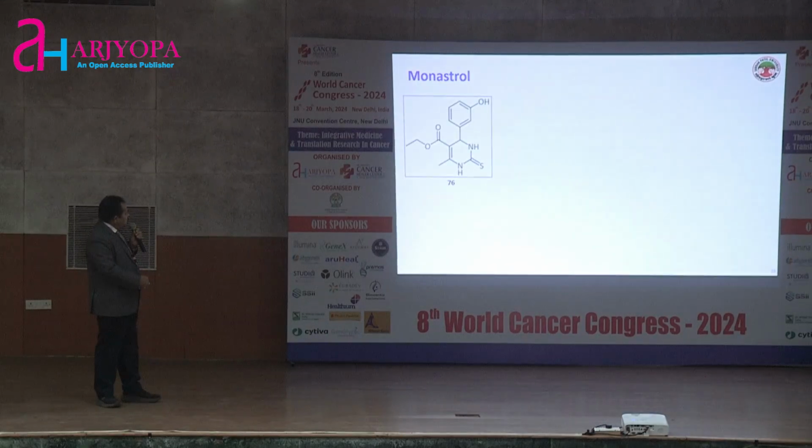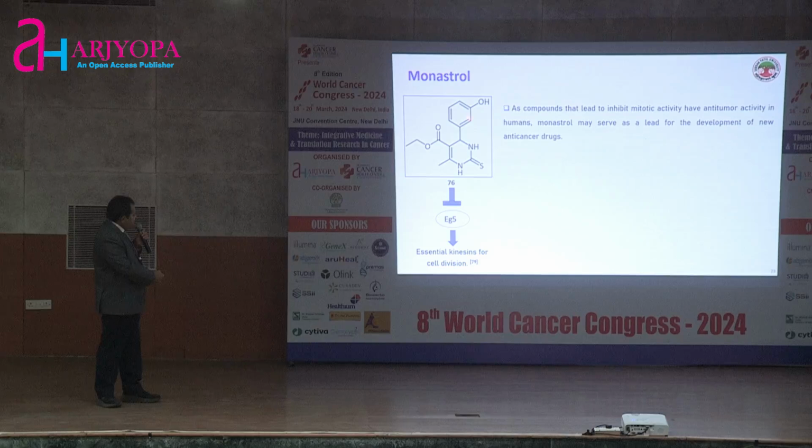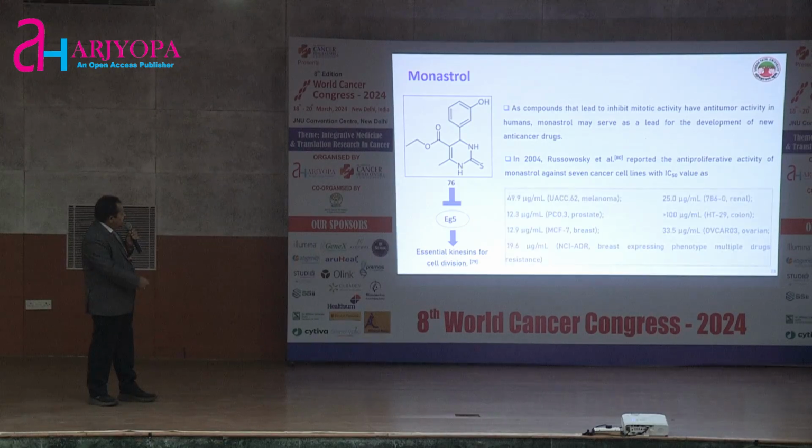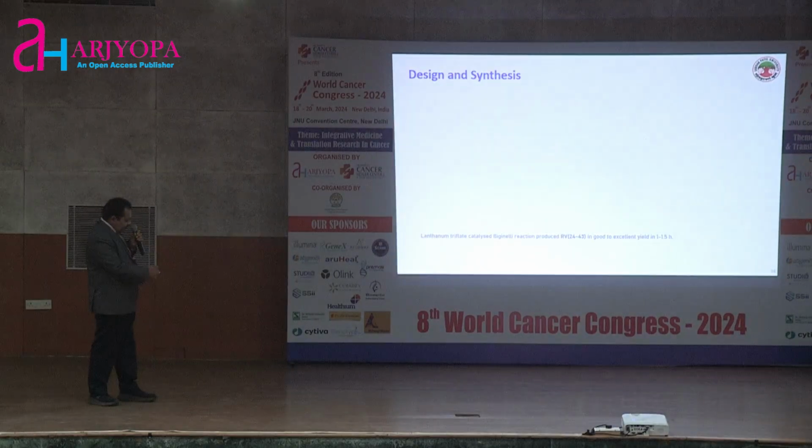So here, monastrol analog, according to the literature survey, has the OH group present on the third position. We simply modified this to check what happens with ortho, meta, and para if we take other substituents, in comparison with the existing drug molecule, monastrol. Monastrol is nothing but an Eg5 kinase inhibitor, the target. Eg5 is an essential kinase for cell division, and many scientists have reported work on this kind of activity with this molecule.